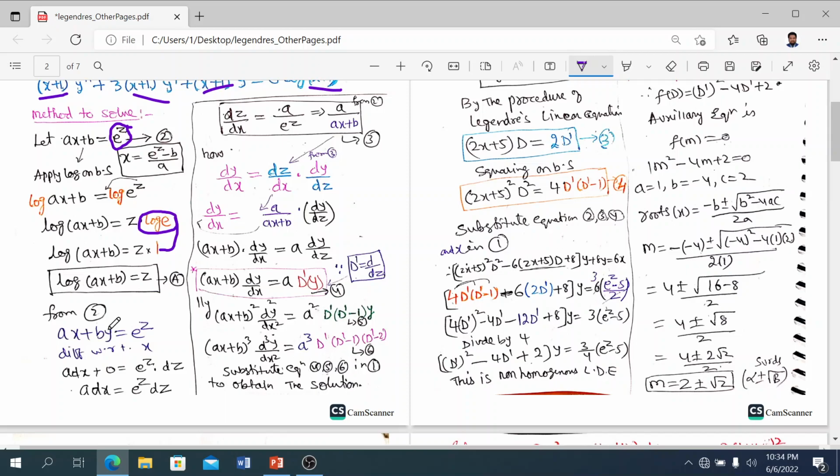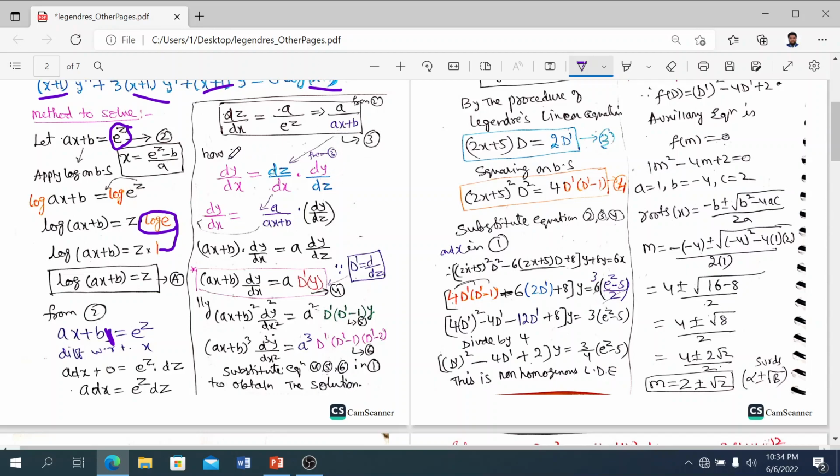Now from the second equation, ax+b = e^z. Differentiate with respect to x. a as it is, x means dx, plus b constant, equals e^z dz. So a dx = e^z dz. Bring dx here: dz/dx = a/e^z, and this e^z means ax+b. So dz/dx = a/(ax+b). Mark it as the third equation.